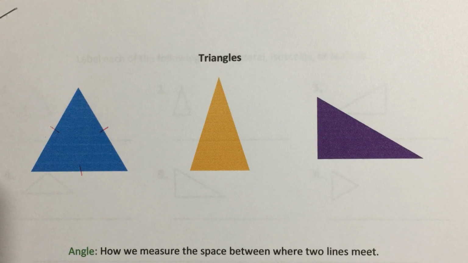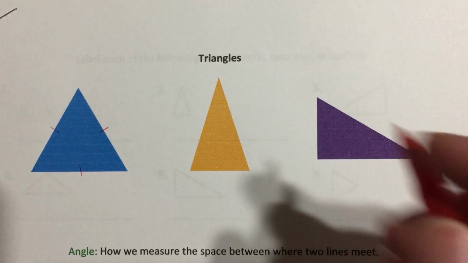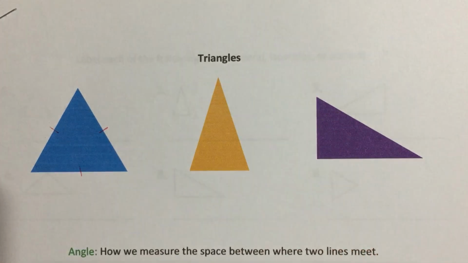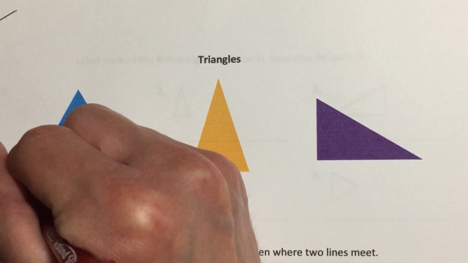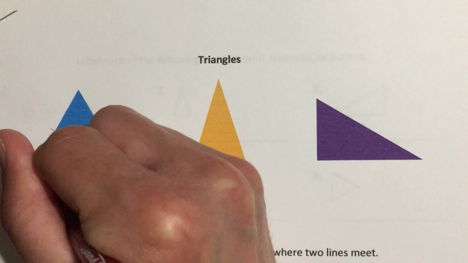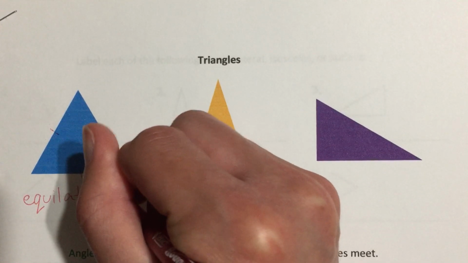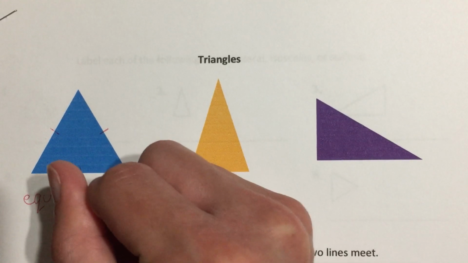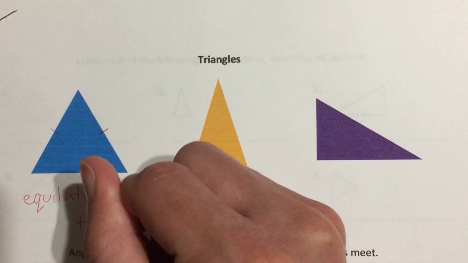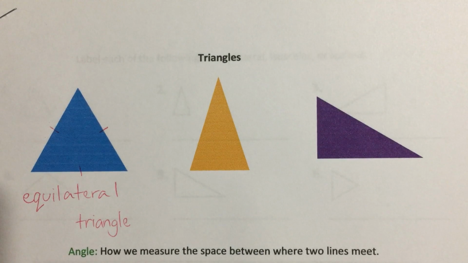So what kind of triangle is that? Well, I'm glad you asked. That triangle right there is called an equilateral triangle. That is an equilateral triangle.